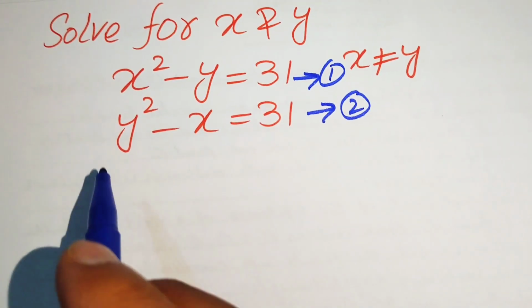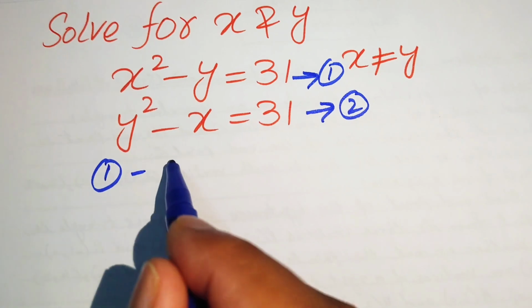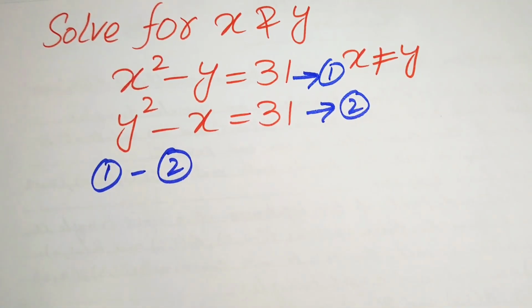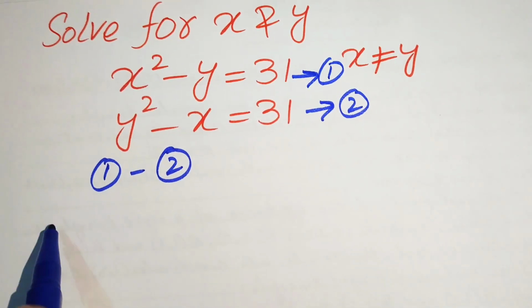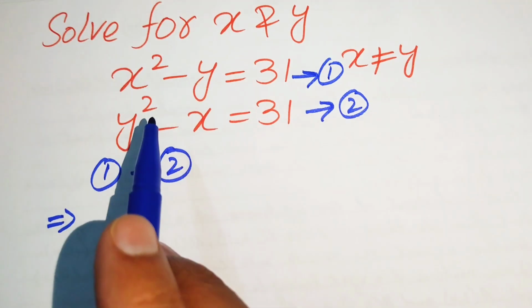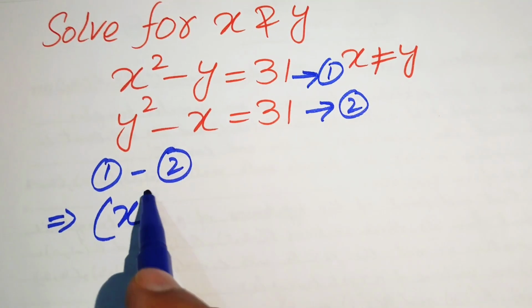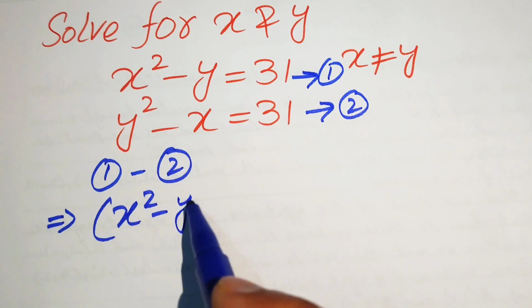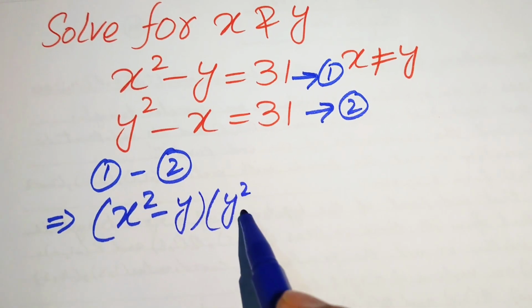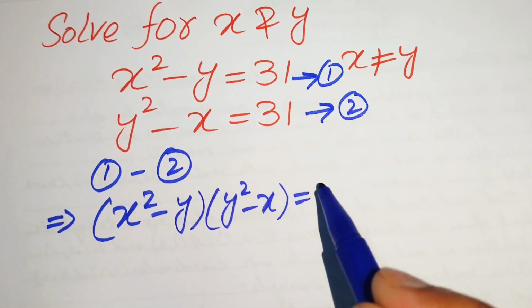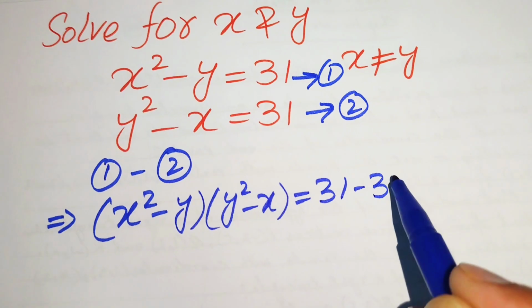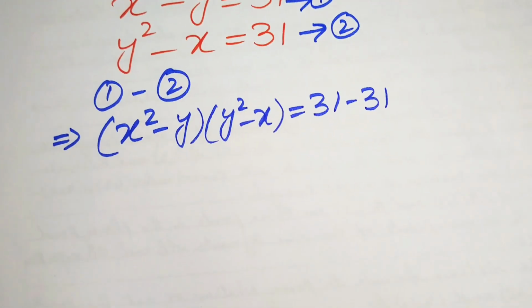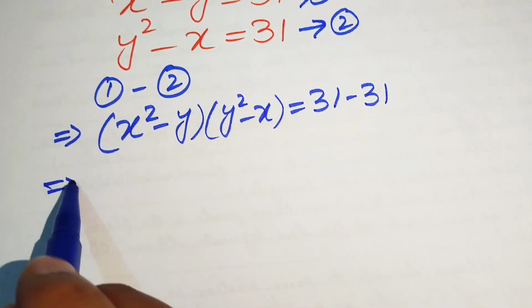Now in the very first step we subtract these two equations, equation number 1 minus equation number 2, and when we subtract it means that we subtract the left hand side with the left hand side and the right hand side with the right hand side, and it is written as x square minus y minus y square minus x equals 31 minus 31. So now here we need some simplifications.